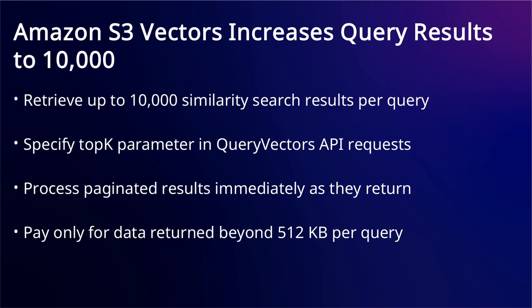10,000 nearest neighbors. Results return across multiple pages, allowing you to process the first page immediately while retrieving additional pages as needed. You pay a data return fee based on total result size, with the first 512 kilobytes per query free. This capability is available in all AWS regions where S3 Vectors operates.